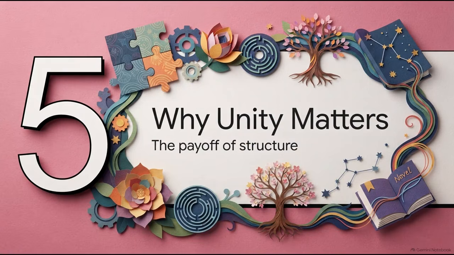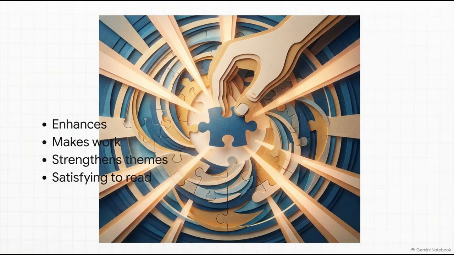Section 5. Why organic unity matters. The payoff of structure. Now let's talk about the payoff. Why should writers and readers actually care about this? Well, when a story avoids random alien invasions and sticks to a cohesive structure, the benefits are huge. Organic unity massively enhances the artistic quality of the prose. Because everything makes logical sense, it makes the work way more believable and deeply engaging.